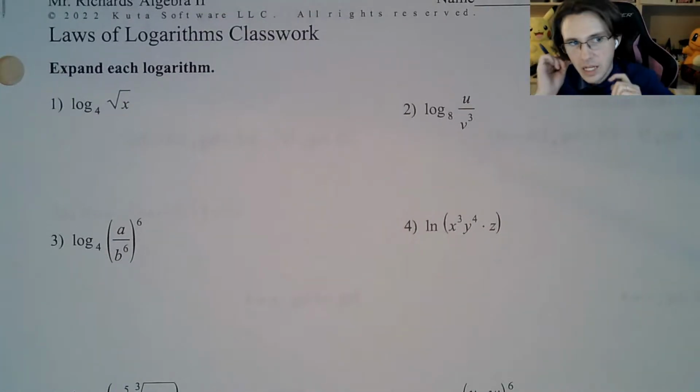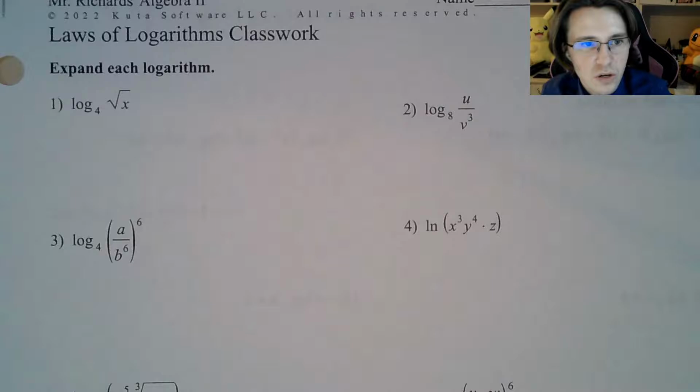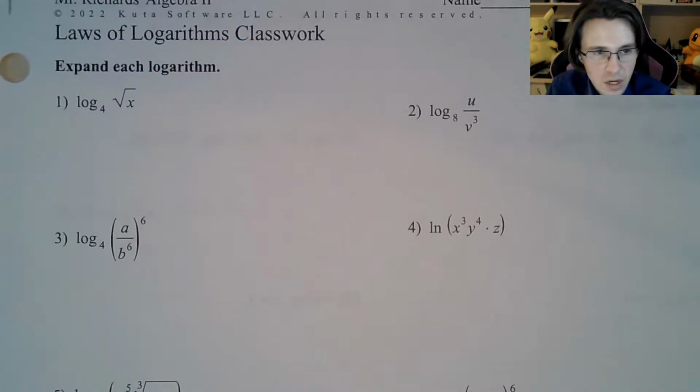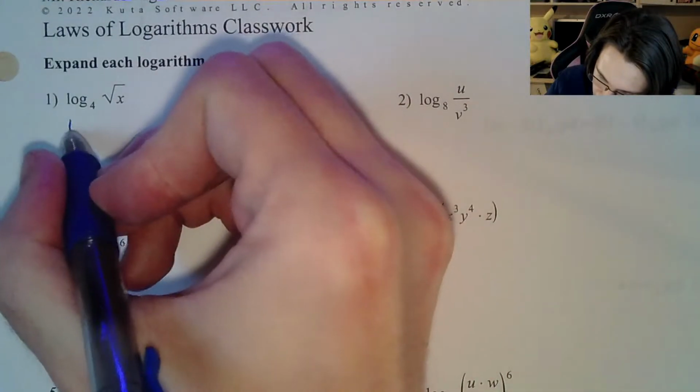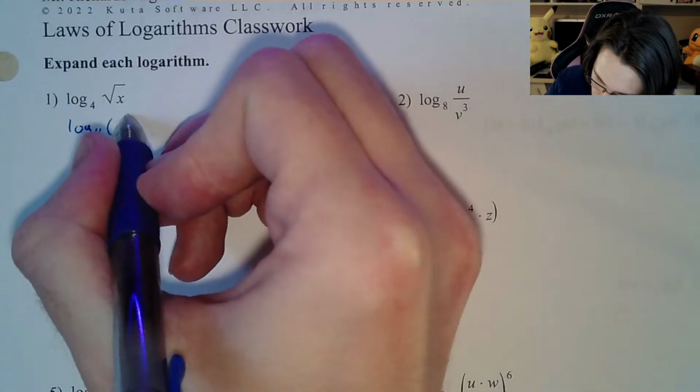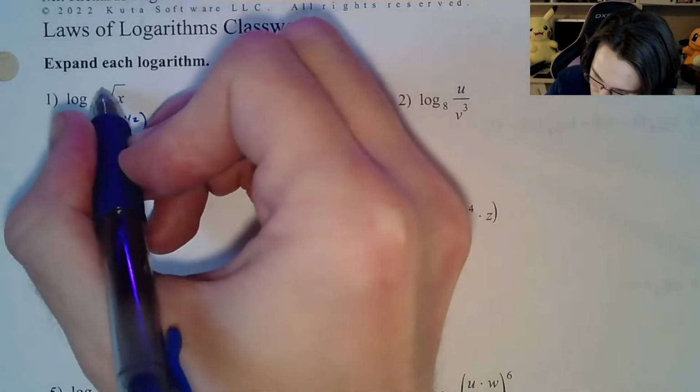Laws of logarithms, classwork. We expand each logarithm. So key to this very first question is remembering that the square root is able to be rewritten as a 1/2 exponent. So that square root there gets rewritten as a 1/2. Note how I also added in parentheses.